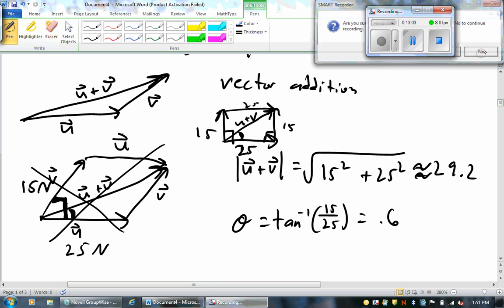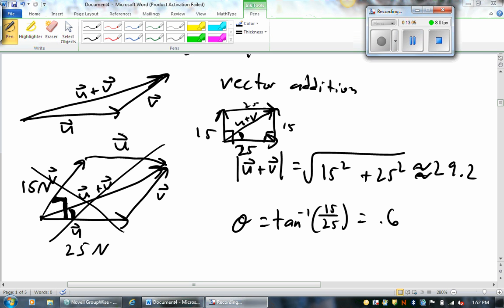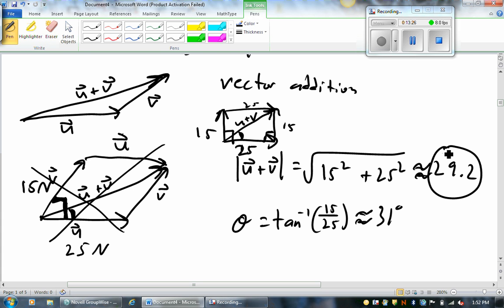Okay. Sorry guys, my theta doesn't equal 0.6. 15 divided by 25 is 0.6. So I need the inverse tan of 0.6, and that's actually going to come up to approximately 31 degrees. The 0.6 is if you did that division. So I have a magnitude of 29.2 and a direction of 31 degrees. Degrees are generally considered a direction for vectors.